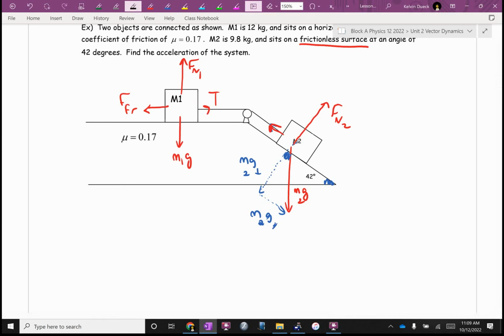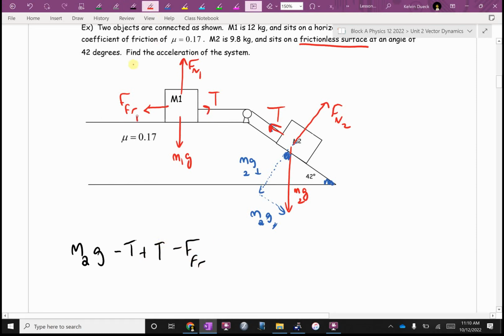So I think it's going to look like this. M2G parallel minus tension. I forgot to put a T there. There we go. Plus tension, minus friction. And you know what? I could have called that friction force number 1 to go with mass number 1, just so I don't get silly mixed up. Do I need to put M1G in this equation? Is it minus M1G? Have I made a mistake?